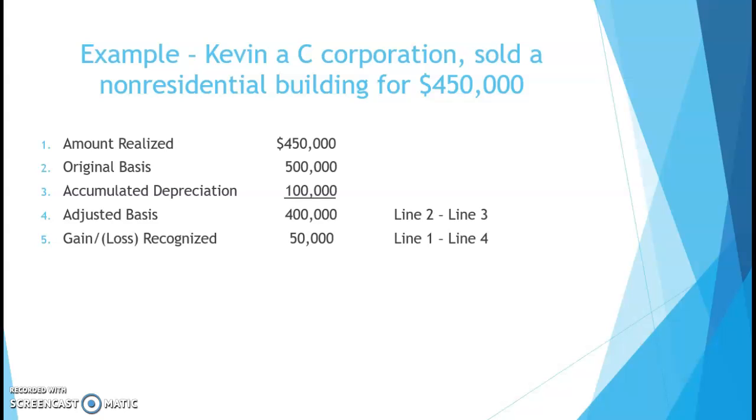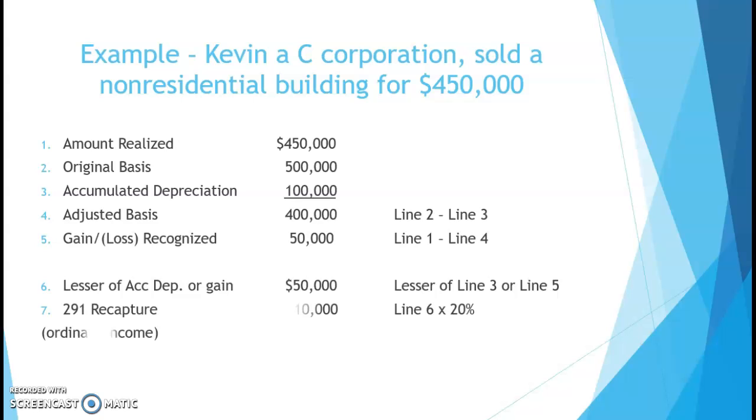Now, once we recognize our gain, we need to see what is the lesser of the accumulated depreciation or recognized gain. In this case, our line 5, which is the recognized gain, is lesser than line 3, so we're going to use that as our total gain. To get our 291 recapture, we would take 20% of our $50,000 total gain, which gives us $10,000, and that will be our ordinary income. Once we subtract our $10,000 from our $50,000, the remaining portion will be $40,000, and that will be classified as a 1231 gain.